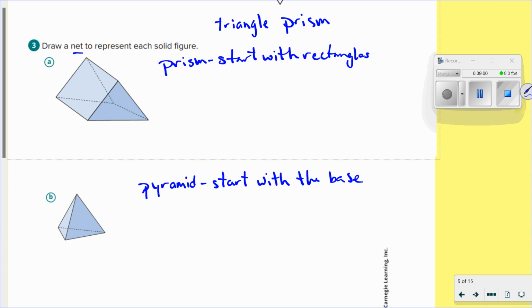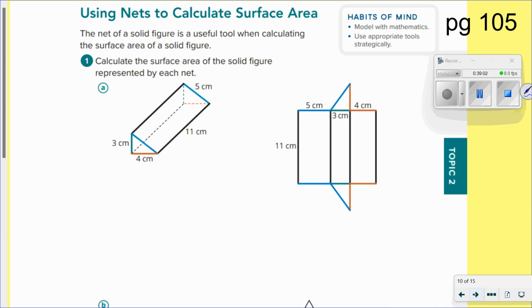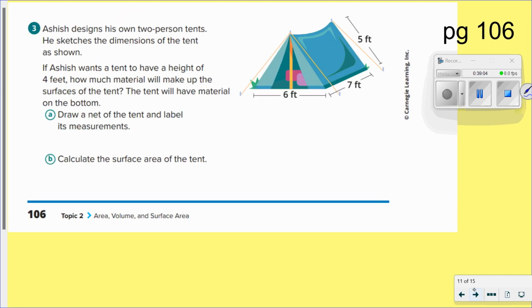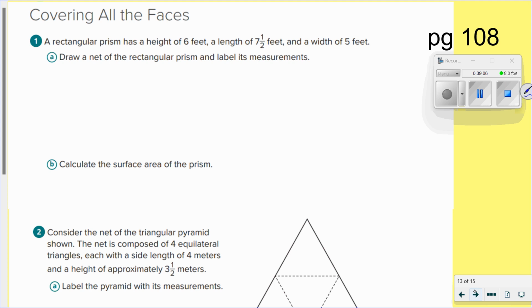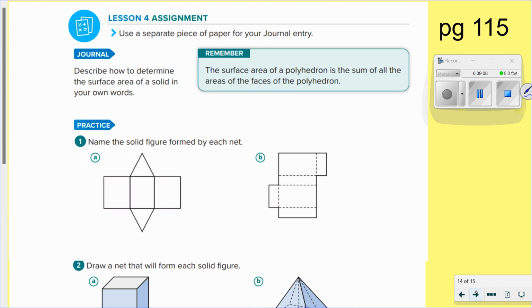Good, unfortunately we didn't get to homework, so let's go ahead and turn to page 115. Notice I didn't say to put anything away, or to pack up, or anything else. So here's your hints. Describe how to determine the surface area of a solid in your own words. Okay, so you should come to something like this: I need to figure out all the surfaces and put the areas together.